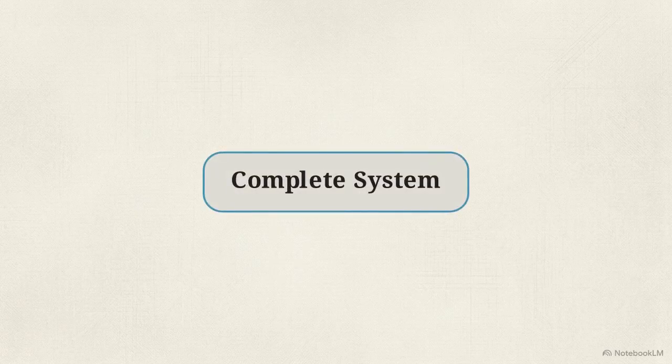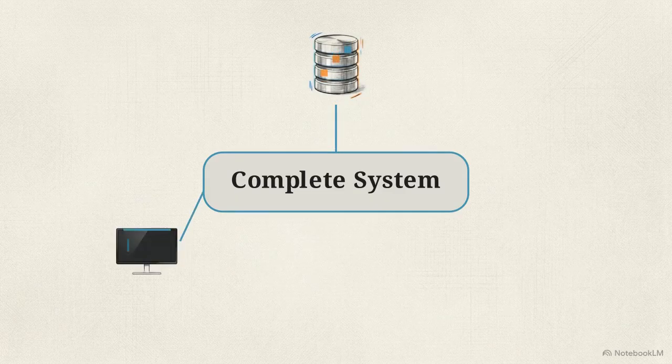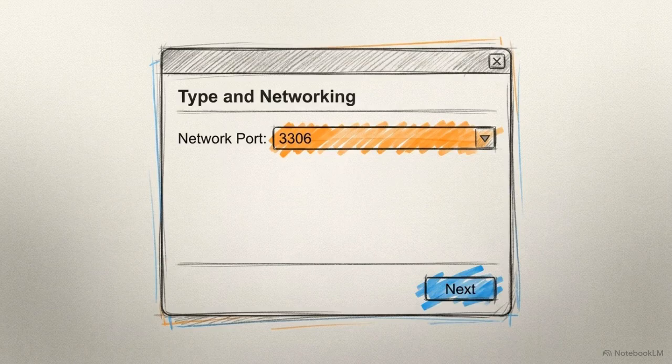These three tools work together as a complete system. The server is the engine that holds the data, the Workbench is your visual interface, and the shell provides a command line environment. In the configuration phase, keep all the network port settings at their default values and click Next.